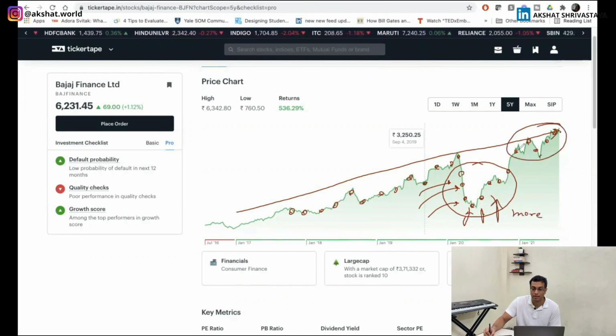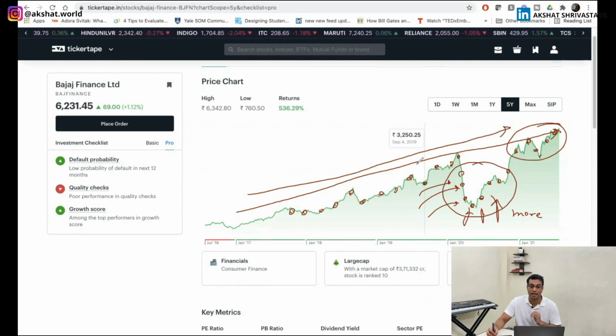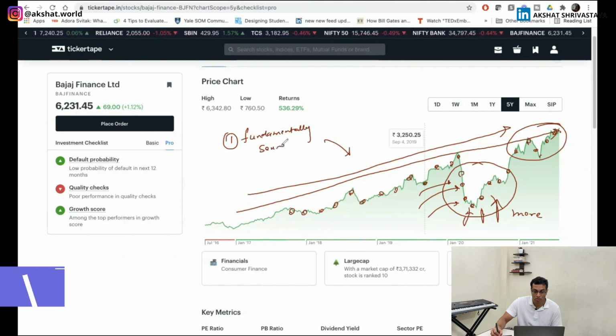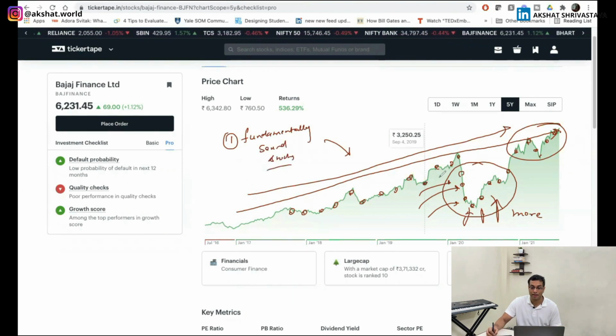Compared to this period, right? So on an average, your return is high. So the key principle of dollar cost averaging is that you must only do dollar cost averaging on fundamentally sound stocks. If you are doing it on bad stocks, it's really bad. In fact, what you should do is that if you're trying to do rupee cost averaging on good stocks, you must buy even more amounts.